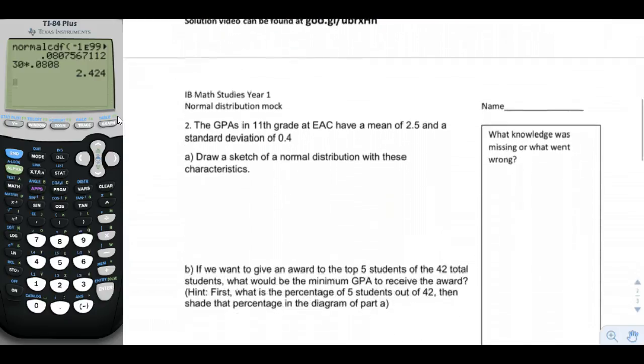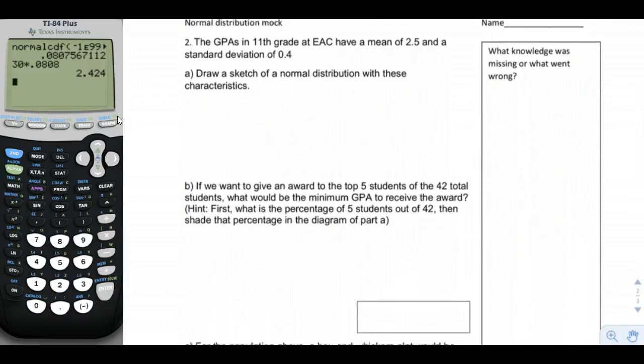Going to the next problem, number 2. The GPAs in 11th grade DAC have a mean of 2.5 and a standard deviation of 0.4. Draw a sketch of the normal distribution with these characteristics. So the middle is 2.5 and the standard deviation 0.4, so this line would be 2.9, this line would be 3.3, this line would be 2.1, this line would be 1.7. Okay.